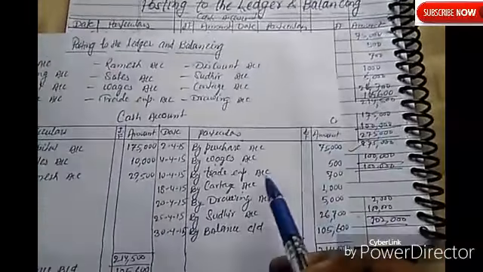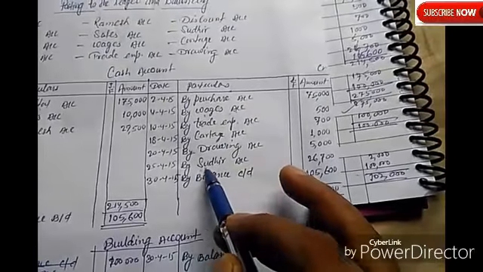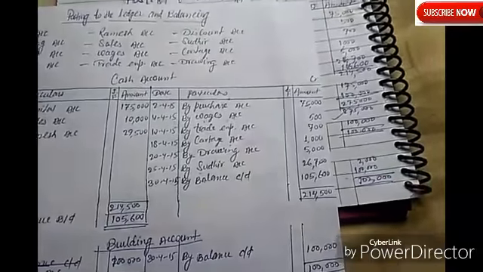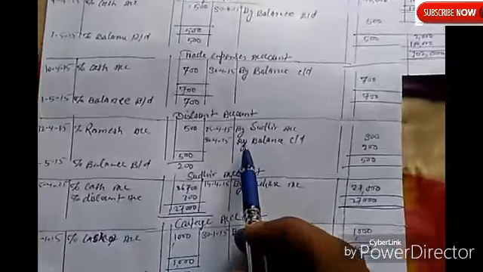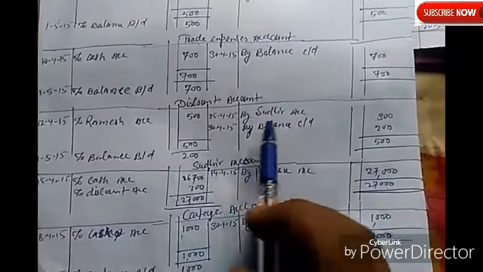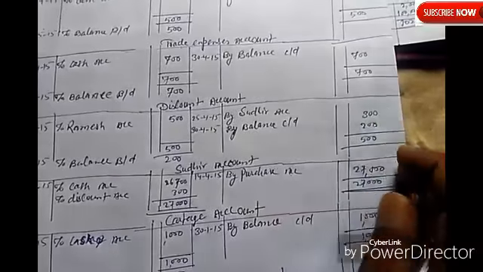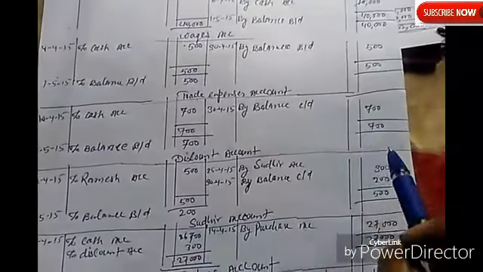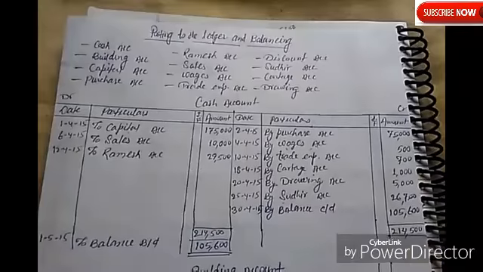Now see cash by Sudhir, instead of cash by Sudhir account debit 27,700. Okay, and now see one more transaction entry will be involved here, by Sudhir 300. So almost all the entries have been made. So I will show how to balance it.